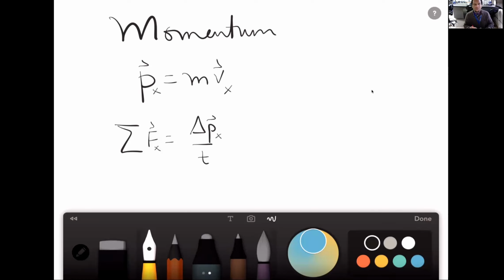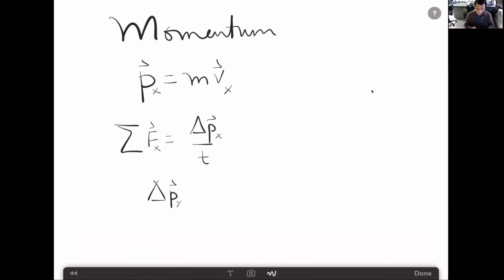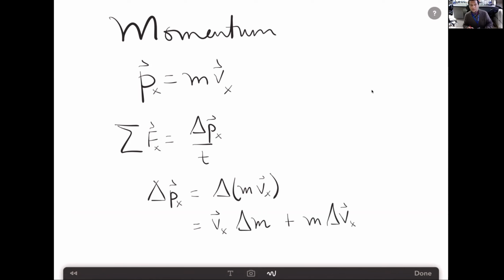So let's analyze this delta p. We're going to use the chain rule again. And we're going to say delta times m times v in the x direction. This is just going to equal, let's hold v, or the velocity, constant, and let's look at the change in mass. And then let's hold the mass constant and then look at the change in velocity. Okay. So now we've broken this down.